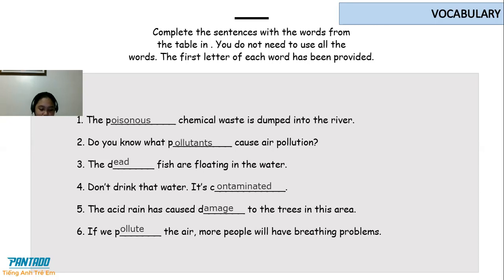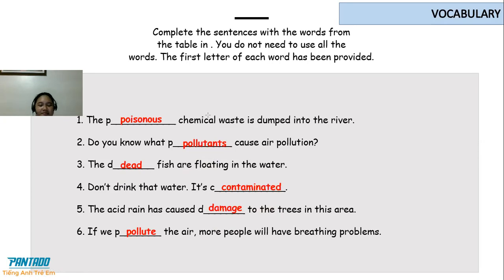I'm done. Is that your final answer? Yes. Okay, let's see. Number one, poisonous. Number two, pollutants. Number three, dead. Number four, contaminated. Number five, damage. And number six, pollute. Very good. Now it's your turn to read this.